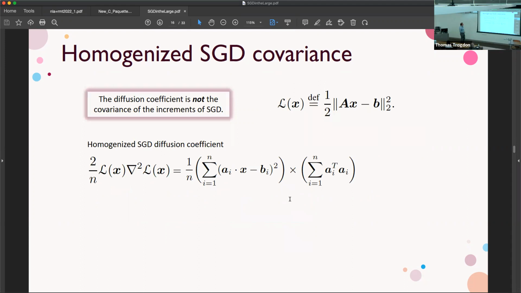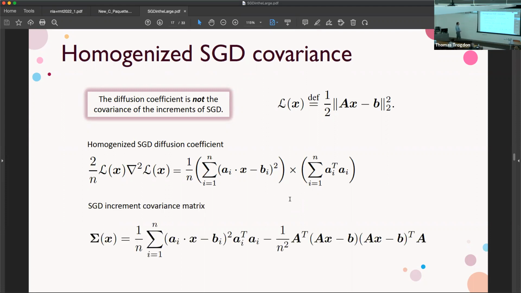So what is this diffusion coefficient? In my least squares problem, I take 2 over n times the empirical risk times the Hessian. So this is just A transpose A. I can write it out; this is just expanding the empirical risk, the sum of i equals 1 up to n of these things squared, and then this is the outer product. This is A transpose A.